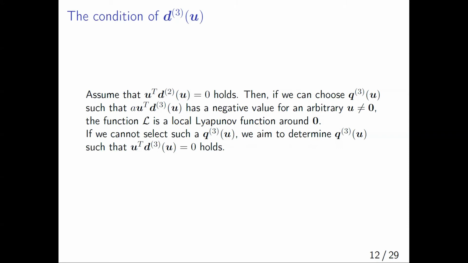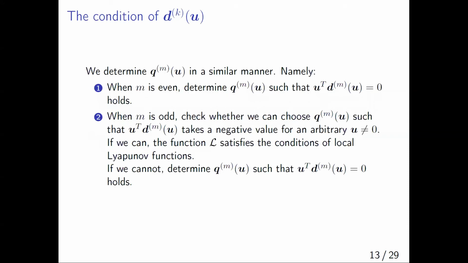If we cannot select such a Q3, we aim to determine Q3 satisfying U transpose D3 equals 0. We determine Qm in a similar manner. When m is even, determine Qm such that U transpose Dm equals 0.